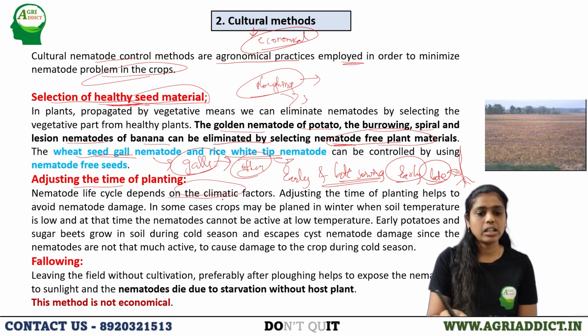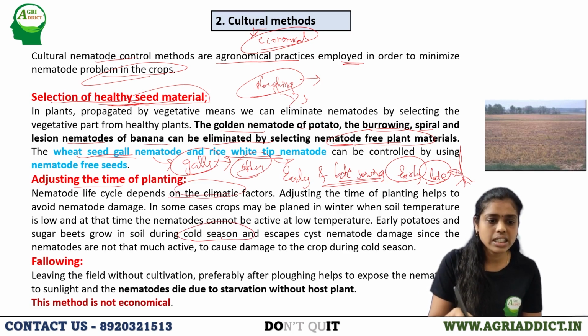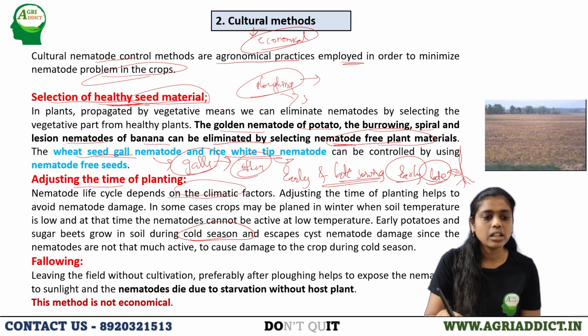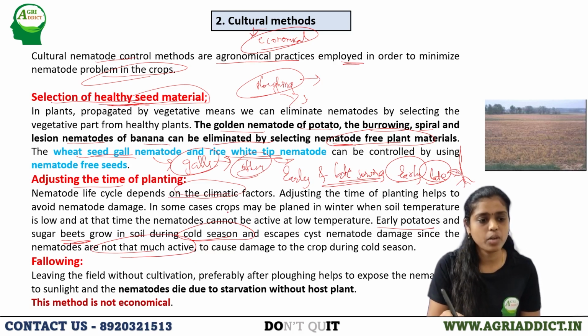And in other cases, we can sow seeds during the cold season, because during this season most cyst nematodes are not much active. So by planting in these conditions, mainly early potatoes and sugar beets in the cold season, the crops will escape from the cyst nematode. By adjusting the time of sowing like this, we can escape nematodes very easily.